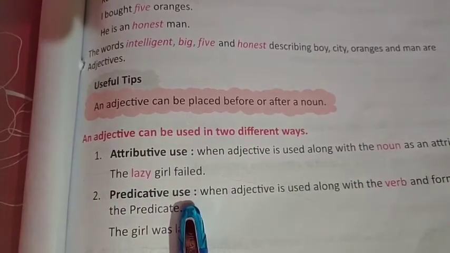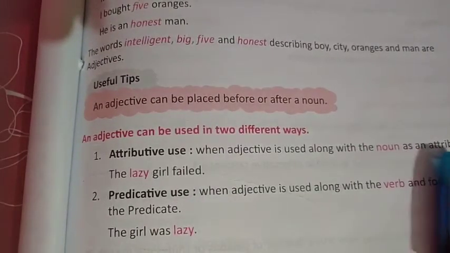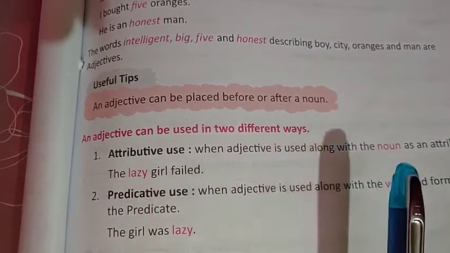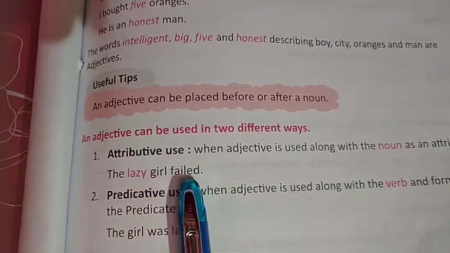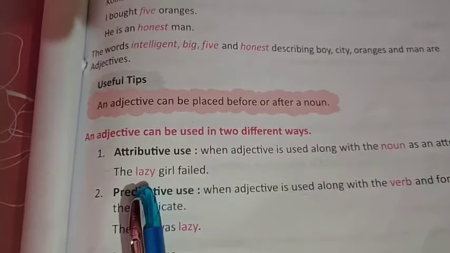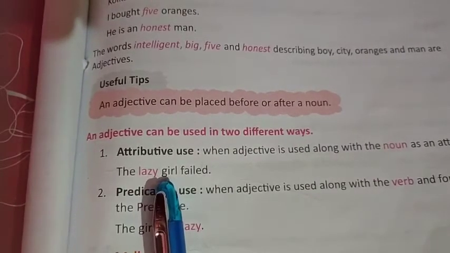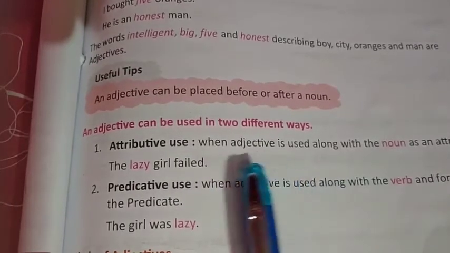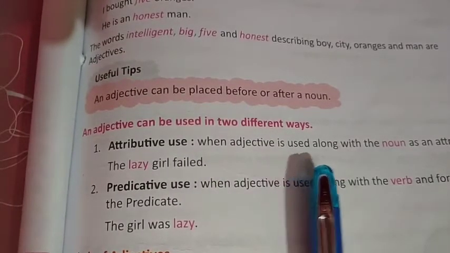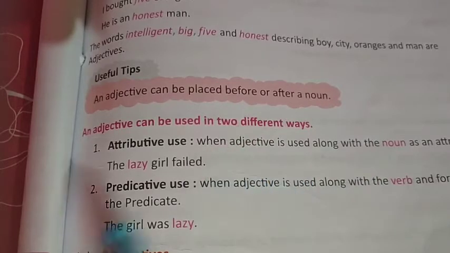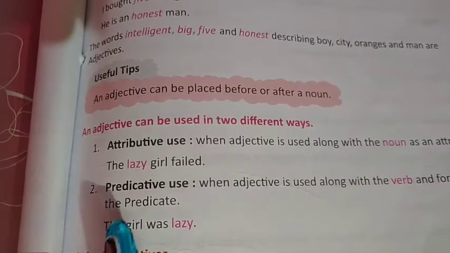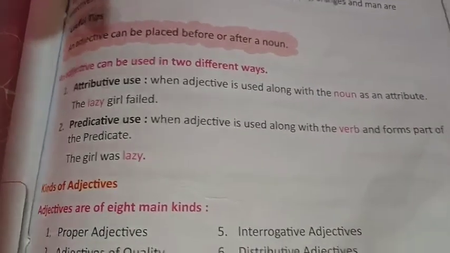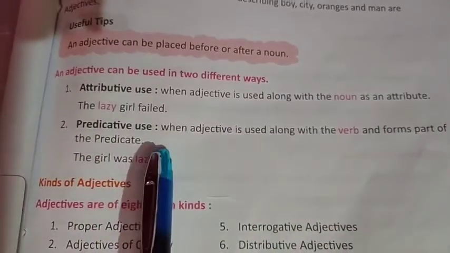Children, an adjective is used along with the noun as an attribute. So it's a way to use it. The lazy girl failed. Now it is used along with the noun. Lazy is adjective and girl is noun. So when we are using the adjective along with the noun as an attribute, it is said to be in attributive use. And predicative use is when the adjective is used with the verb and forms part of the predicate.